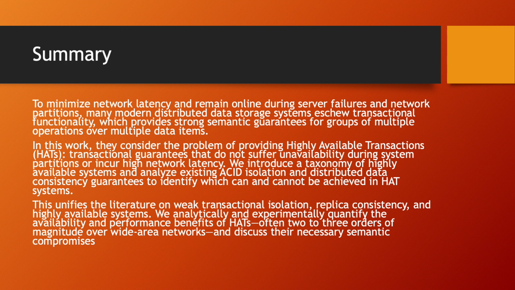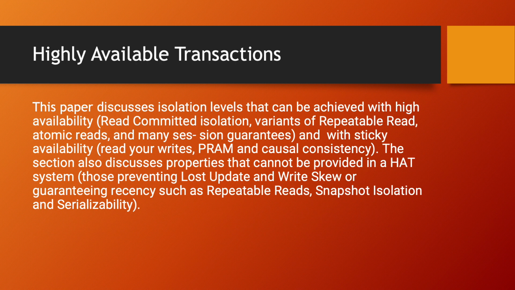They introduce a taxonomy of highly available systems and analyze existing ACID isolation and distributed data consistency guarantees to identify which can and cannot be achieved in HAT systems. This unifies the literature on weak transaction isolation, replica consistency, and highly available systems. They analytically and experimentally quantify the availability and performance benefits of HATs, often 2 to 3 orders of magnitude over wide area networks, and discuss their necessary semantic compromises.